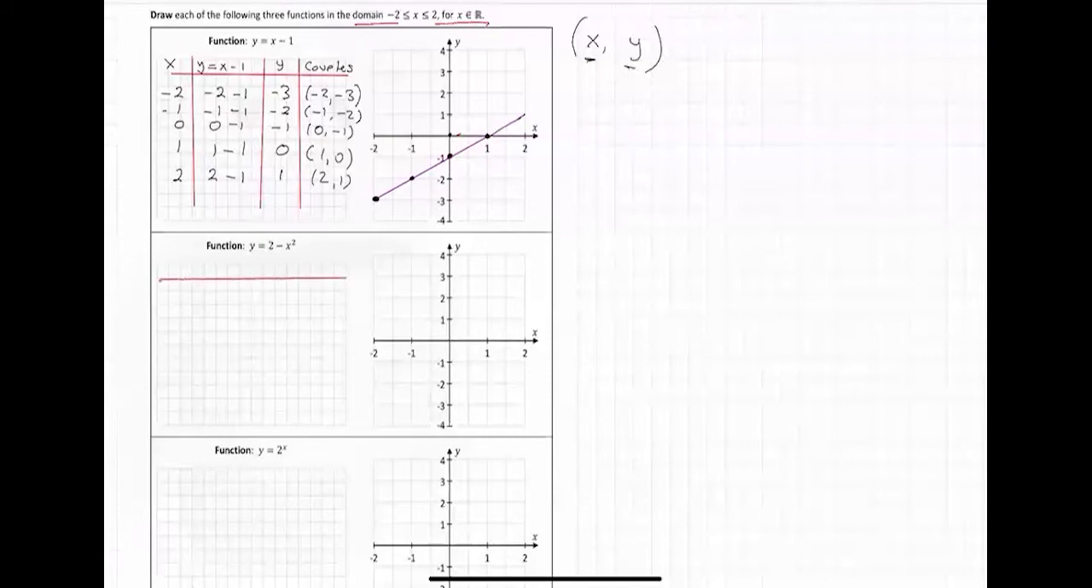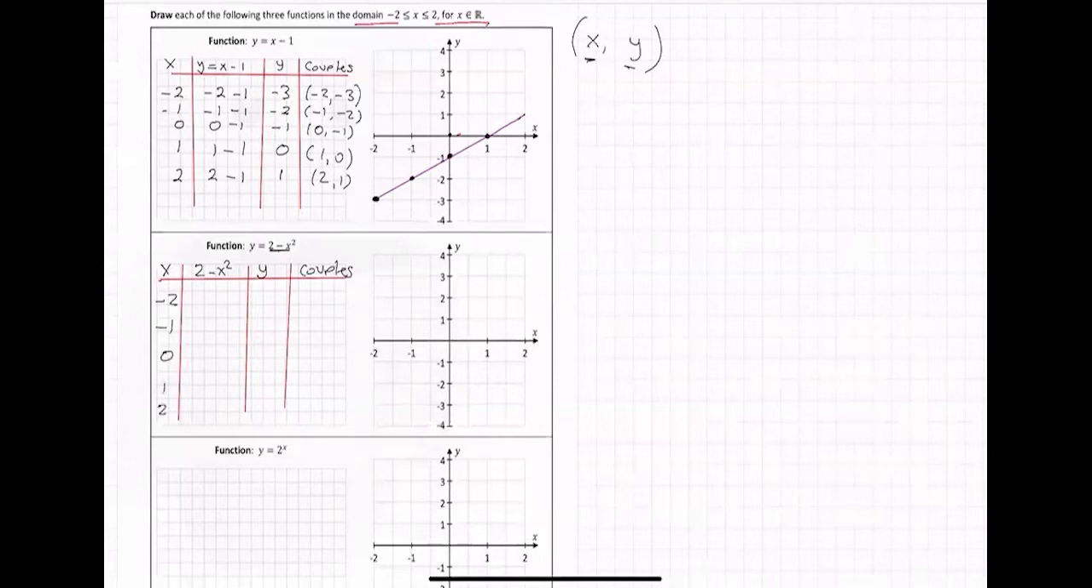And they're all the same. So I'm going to do x again, my function, y, and my couples. Okay, so my new function now is 2 minus x squared. You can see I'm getting it from here, y, and my couples. My x is the same, -2, -1, 0, 1, and 2.